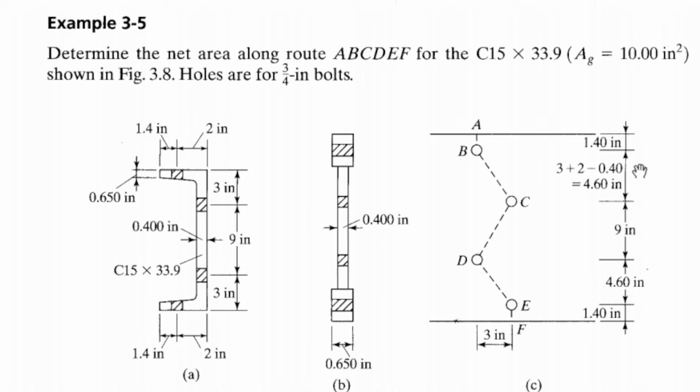We will compute it like this. Okay? Take note of the computation. 3 plus 2. It is logical because we have 3 plus 2, but now we have to subtract 0.4. What is 0.4? That is the thickness of the web. Are we clear?